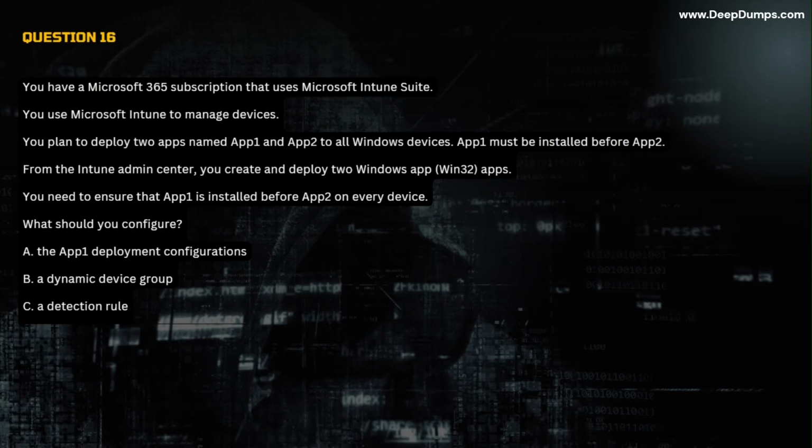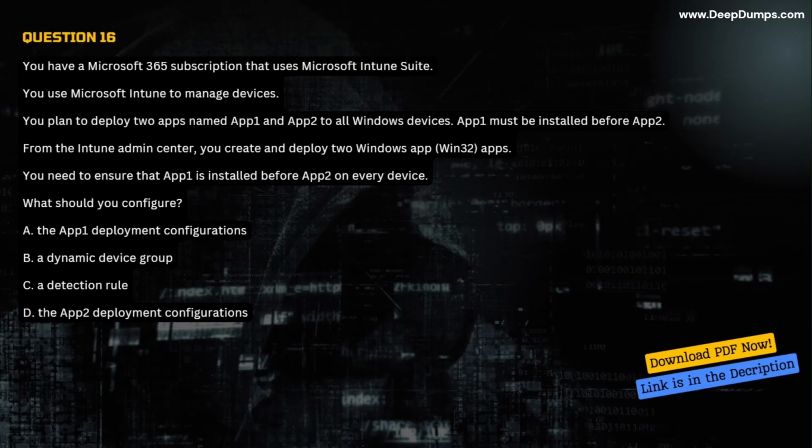Question 16. You have a Microsoft 365 subscription that uses Microsoft Intune Suite. You use Microsoft Intune to manage devices. You plan to deploy two apps named App 1 and App 2 to all Windows devices. App 1 must be installed before App 2. From the Intune admin center, you create and deploy two Windows app (Win32) apps. You need to ensure that App 1 is installed before App 2 on every device.